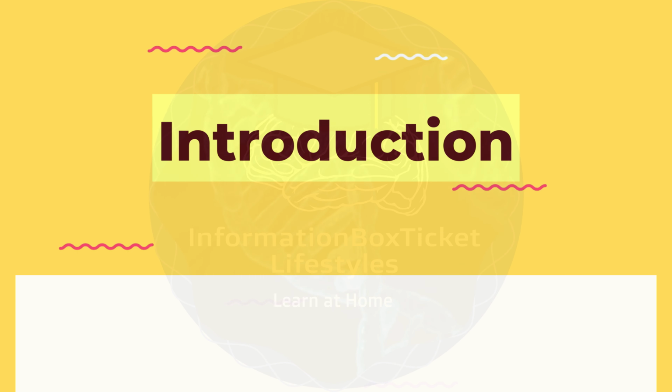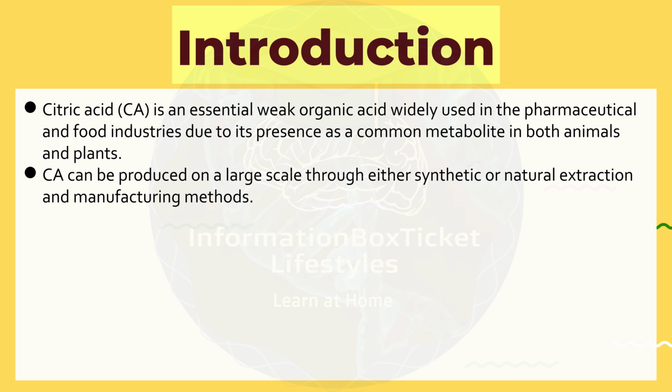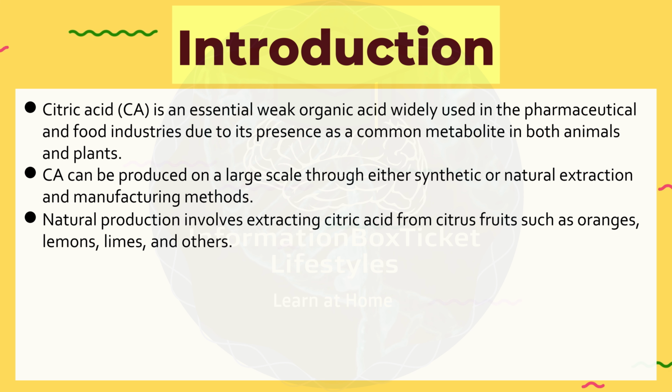Introduction. Citric acid is an essential weak organic acid widely used in the pharmaceutical and food industries due to its presence as a common metabolite in both animals and plants. Citric acid can be produced on a large scale through either synthetic or natural extraction and manufacturing methods. Natural production involves extracting citric acid from citrus fruits such as oranges, lemons, limes, and others.